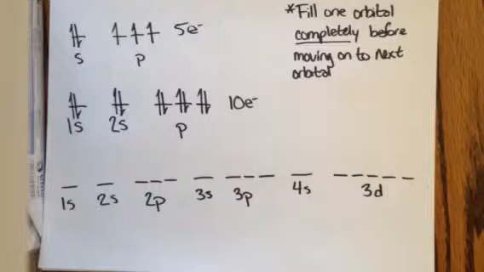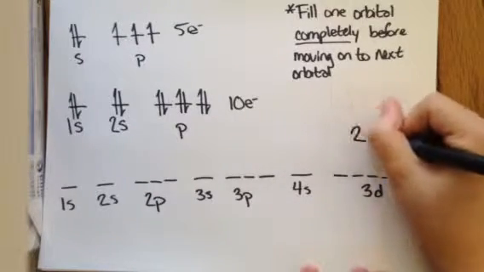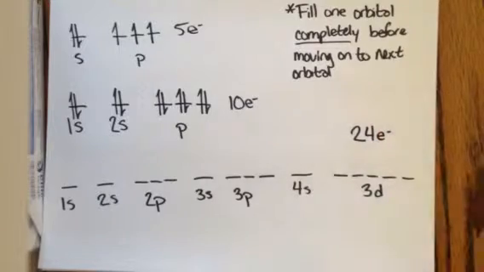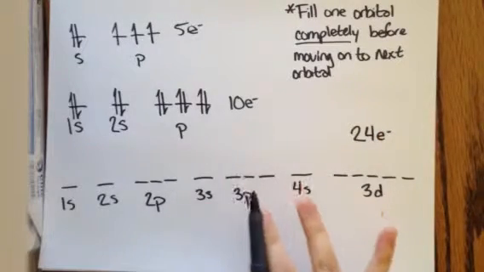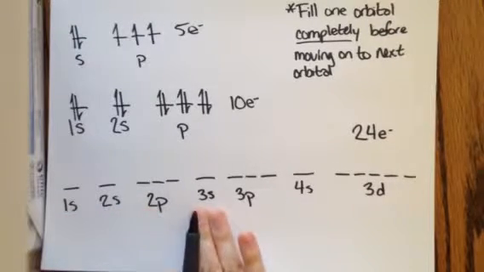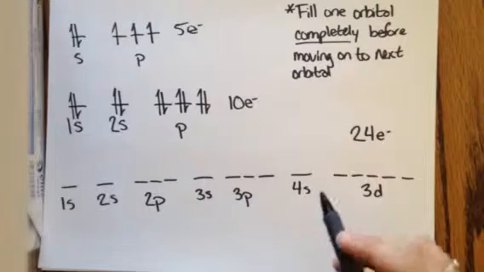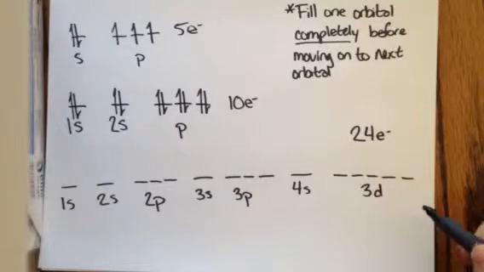Okay, now I have 24 electrons. So I'm following the same rules that I did before. I have to fill up each one of these orbitals before I can move on to the next one. And I'm going to fill in the positives first before I fill in all the negatives.